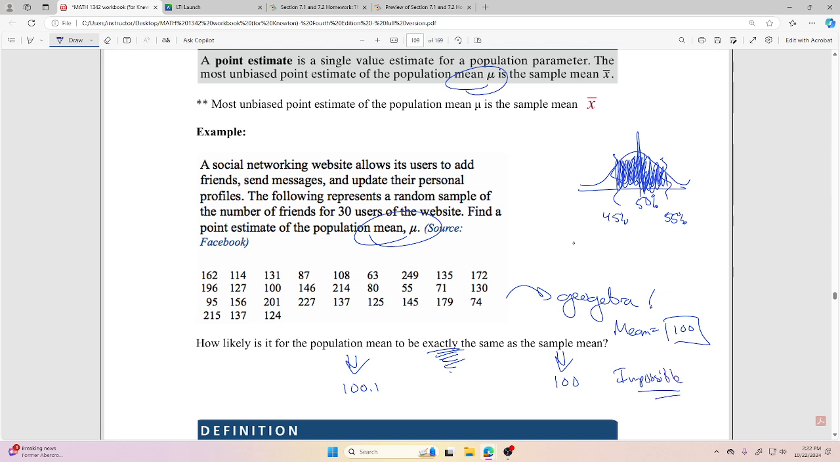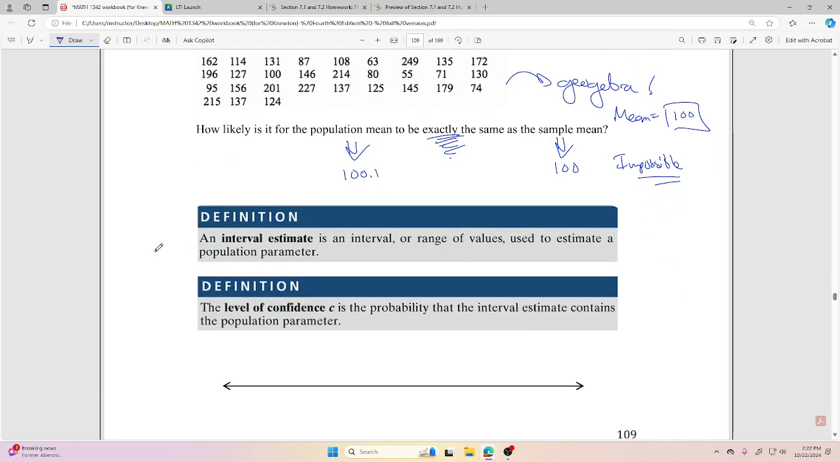I gave you that first example on my own. This is how they're trying to describe how we need a range. We need a range. We can't just say the number. We got to have a range. So that's their point there.